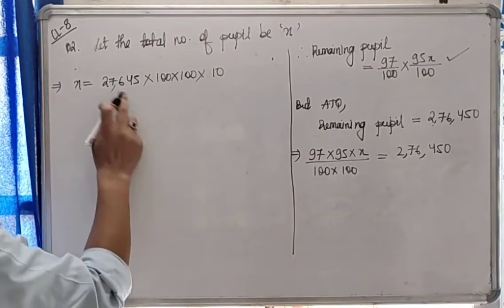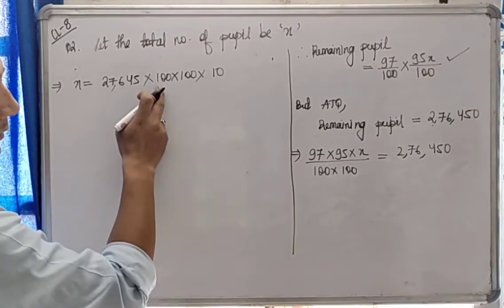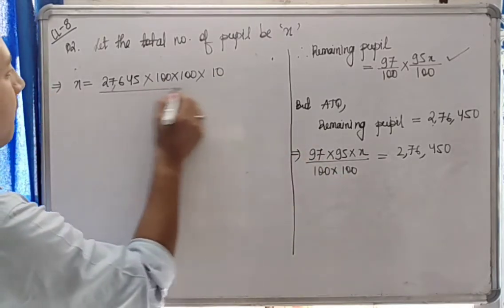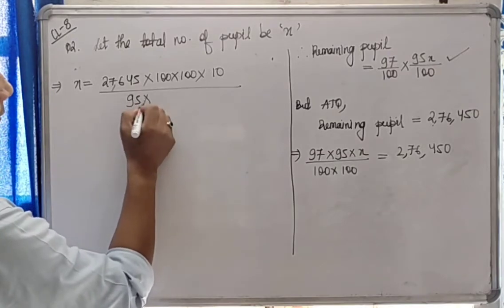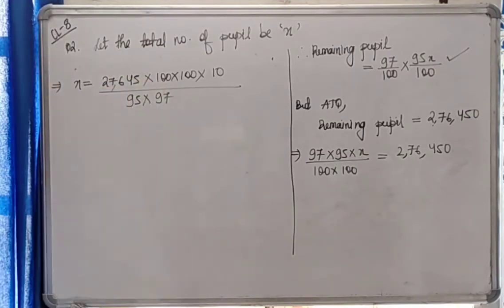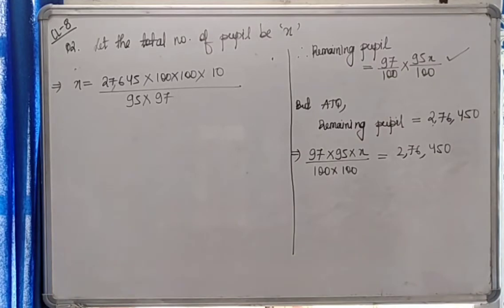Clear, boys? 27645 into 100 into 100 into 10 divided by, this will be 95 into 97. Now we need to calculate it, boys. So let us do the calculation.